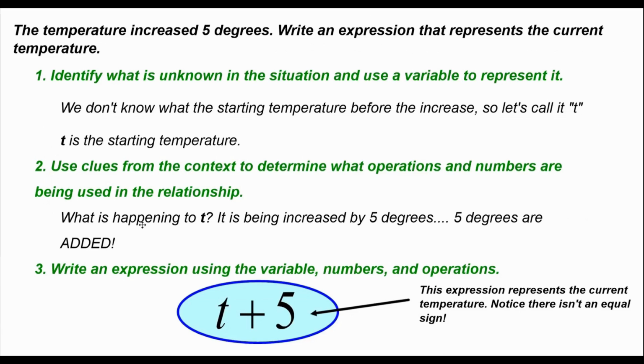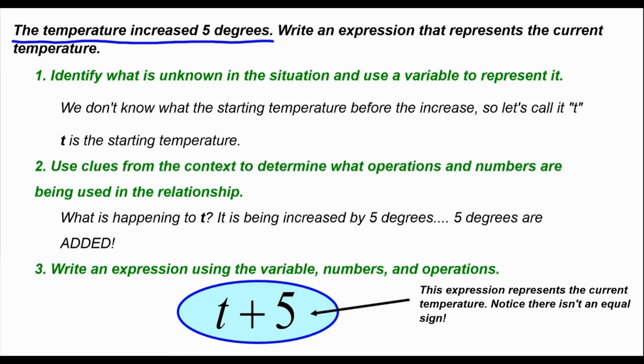So let's take a look at an example here of a simple situation where there's something unknown, but there's still a relationship here. The temperature increased 5 degrees. Okay, that's a mathematical statement, but we don't know what the temperature was to start with. So we want to write an expression that represents the current temperature. Even though we don't know what the original temperature was, we still can write an expression for this.